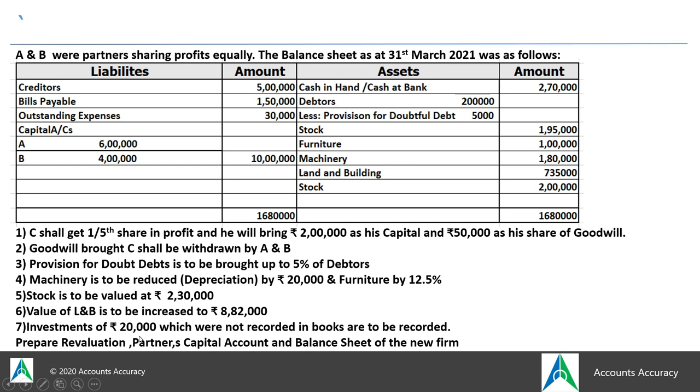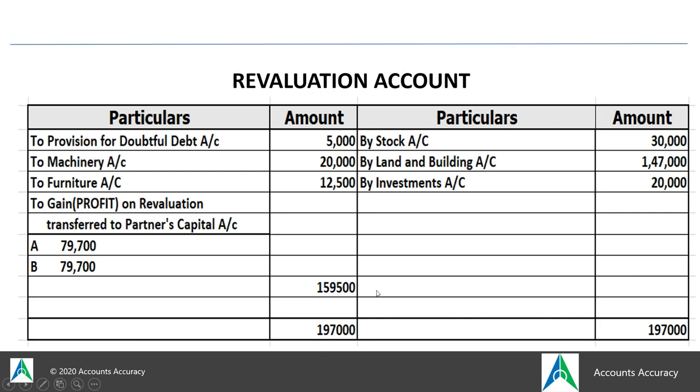Then we have investments of 20,000 which were not recorded in books of accounts and are to be recorded. So this is an unrecorded asset, and as I told you, an unrecorded asset is again an amount which will be shown at the credit side because in the balance sheet also it is shown at the credit side, that is the asset side. And also you can remember that this is a profit for the company. Somehow it will be additional value in the asset. So that is why it will be reflected at the credit side of revaluation account.